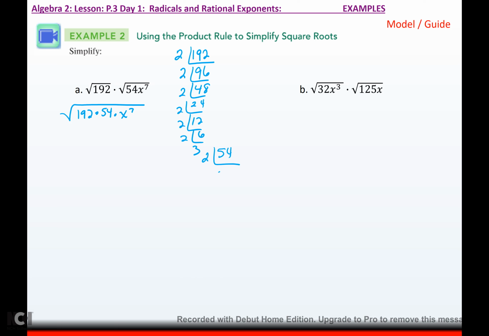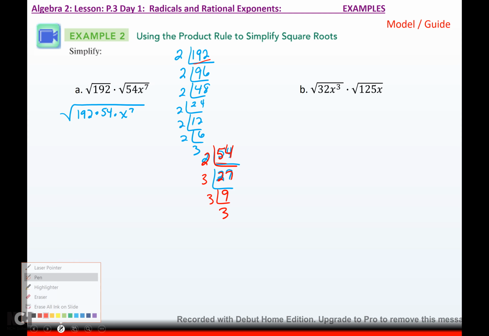by 2 is 27. 2 isn't going to work anymore. You know what? Let me switch colors. 54, by 2 is 27, by 3 is 9, by 3 is 3. So altogether, 192 times 54 has all of these factors in it. That was a lot simpler than multiplying 192 times 54, which is huge, and then breaking it down. You can break them down separately, and then there's all your factors. So now if I look for perfect squares, there's a bundle of 2. Square root of 4 is 2.